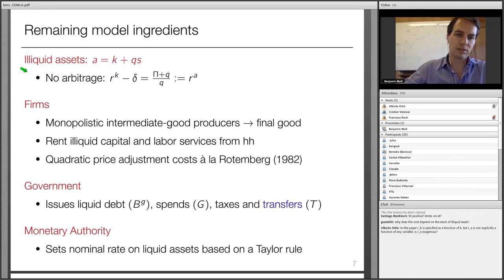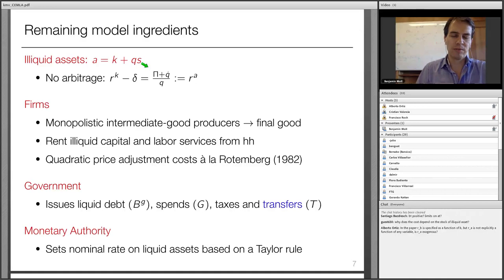So then, given you can costlessly reshuffle between the productive capital and the equity here, you're going to have a no arbitrage condition, which says that the return on capital, the rental rate minus depreciation, so that's this thing here, right? equals the return on equity. That's this thing here. The return on equity is just the dividends here, pi, plus asset price, so capital gains, Q dot over Q. And both of these equivalently then define the illiquid rate.